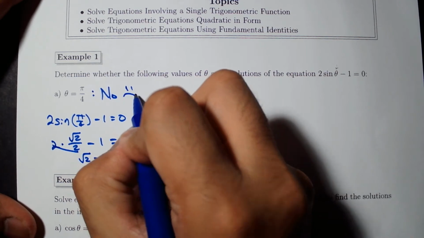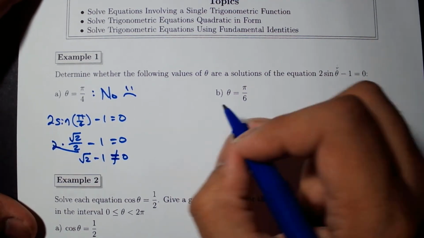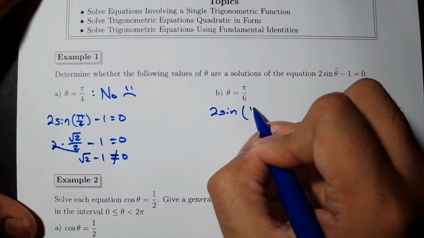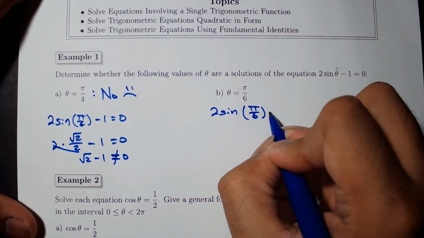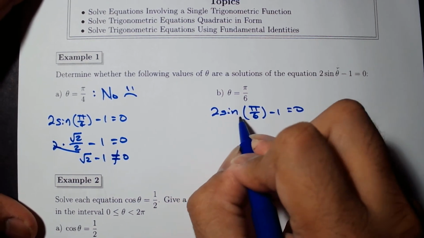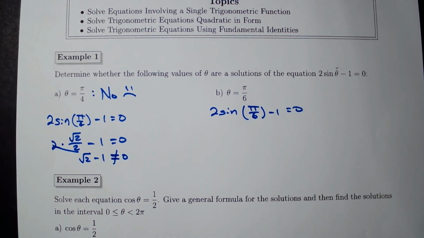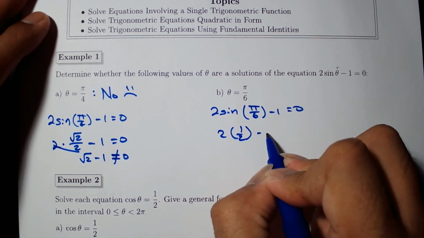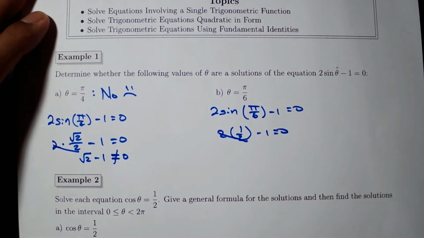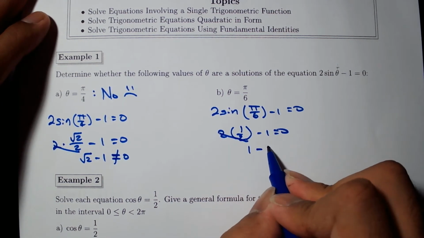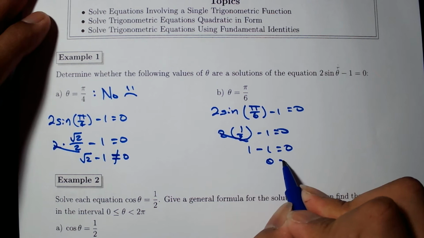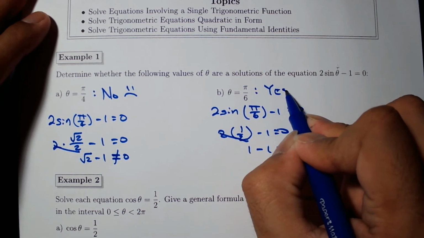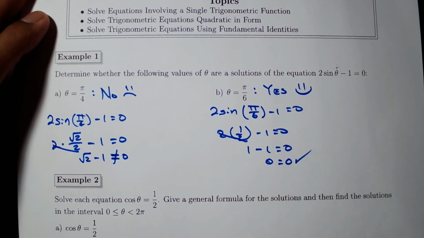Alright, what about pi over 6? Well, 2 sine of pi over 6, minus 1. So sine of pi over 6, using the unit circle, is 1/2. In this case, we cancel these 2's and we're left with 1 minus 1, which is 0, so 0 equals 0. And in this case, that is a solution to the equation.